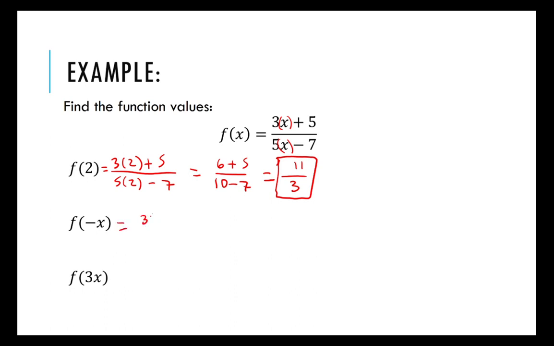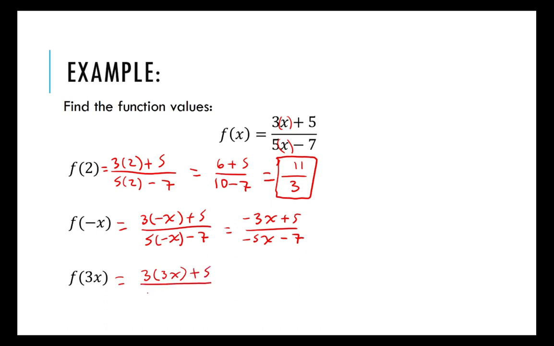F of negative x is going to be 3 times negative x plus 5 divided by 5 times negative x minus 7. That is, just to clean it up, negative 3x plus 5 divided by negative 5x minus 7. F of 3x, that is 3 times 3x plus 5, all divided by 5 times 3x minus 7. 3 times 3 is 9, so that's 9x plus 5 divided by 15x minus 7, and we're done.